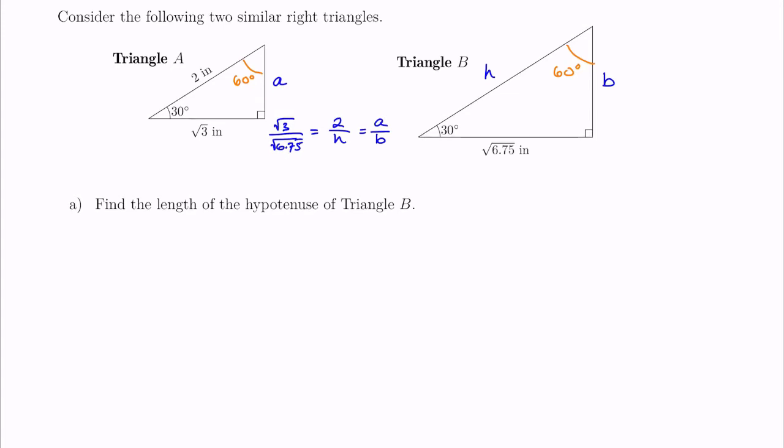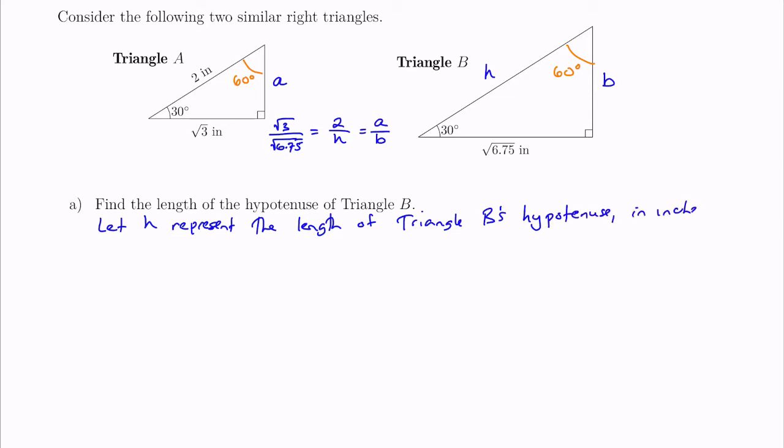In part A, we need to find the length of the hypotenuse of triangle B. Now, while I did draw h on the hypotenuse for triangle B, I'm going to more formally state it here, that h represents the length of the hypotenuse of triangle B, and I will note that that will be in inches. Using just a part of that proportion that we've already set up, I'm going to use that first half, that the square root of 3 compared to the square root of 6.75 will equal the comparison of 2 to h.